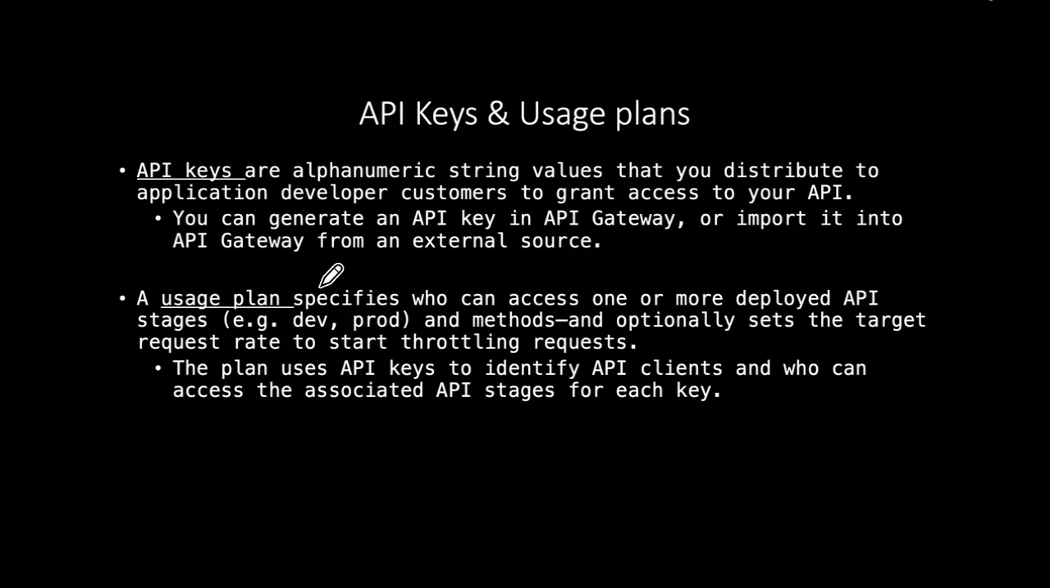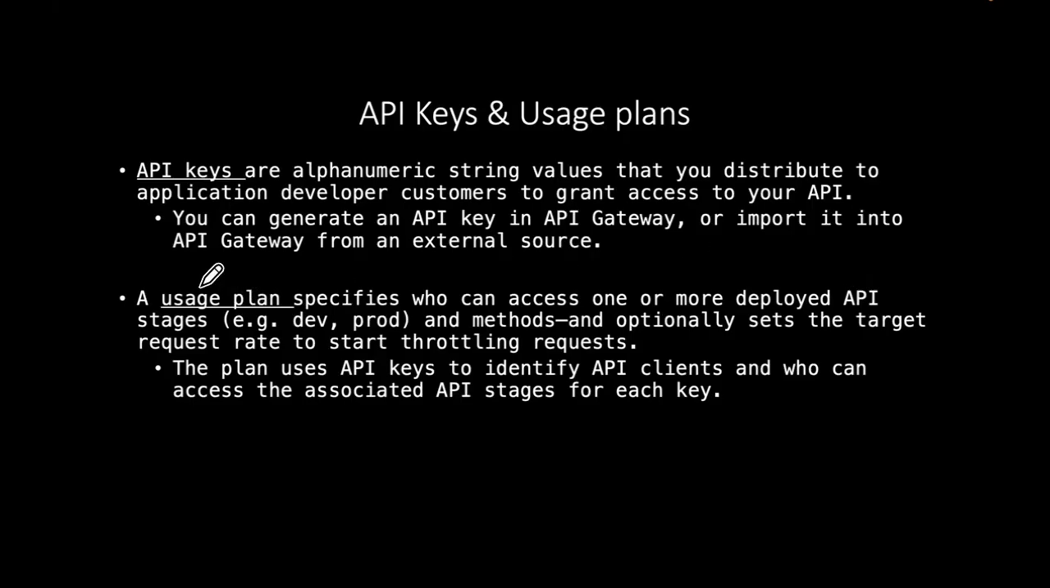So if I just read it, it specifies who can access one or more deployed APIs. You can associate the same usage plan with different web APIs, so they're independent of a web API. You can create them separately, and then associate them with one or more web APIs. That association is done within your CDK stack, and the creation of your usage plan you can also do programmatically within your CDK stack.